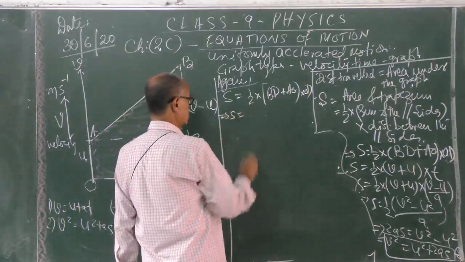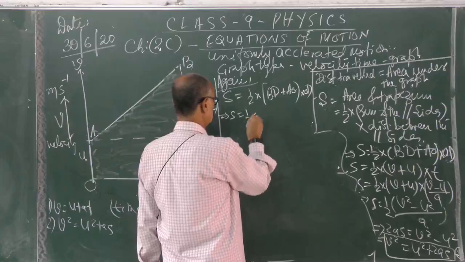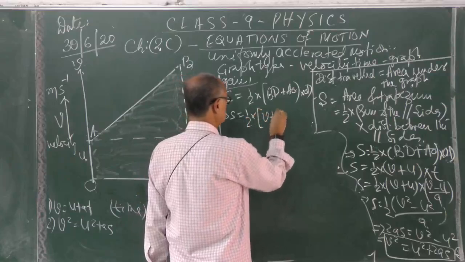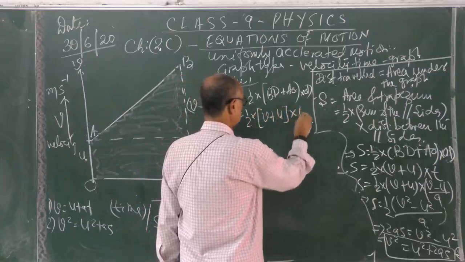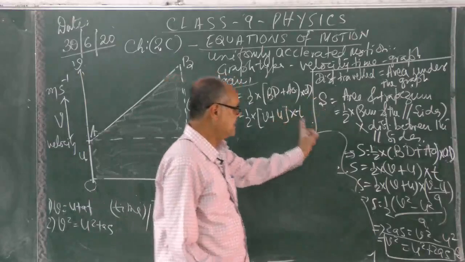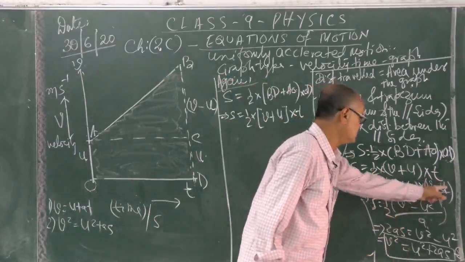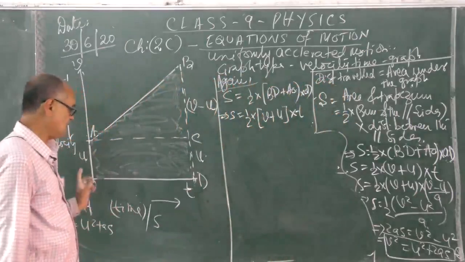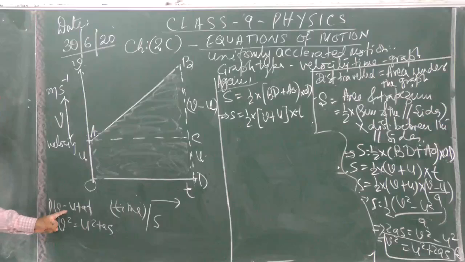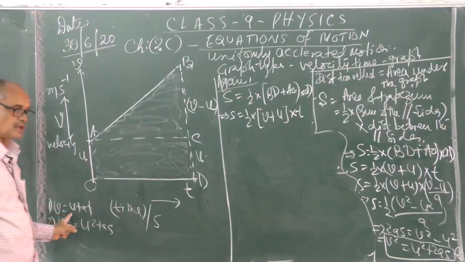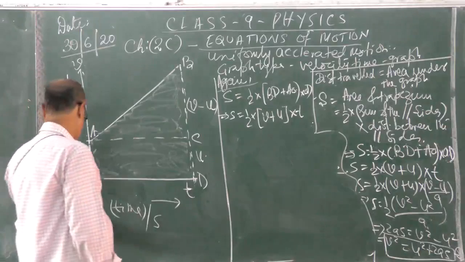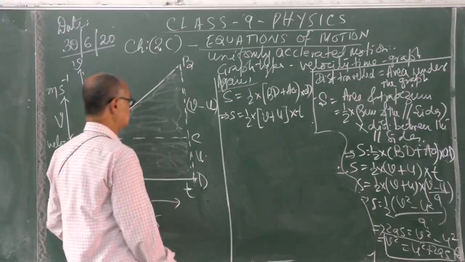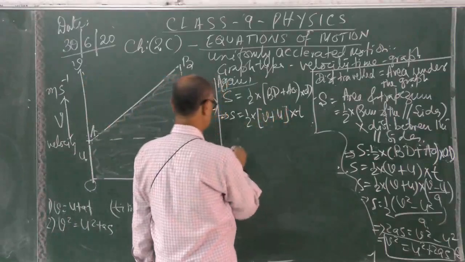Therefore, S is equal to 1 by 2 into V plus U multiplied with T. Earlier we eliminated T as V minus U by A. Here we eliminate V, the final velocity. The final velocity formula from equation 1 is V is equal to U plus AT. That's why we'll eliminate V from there.